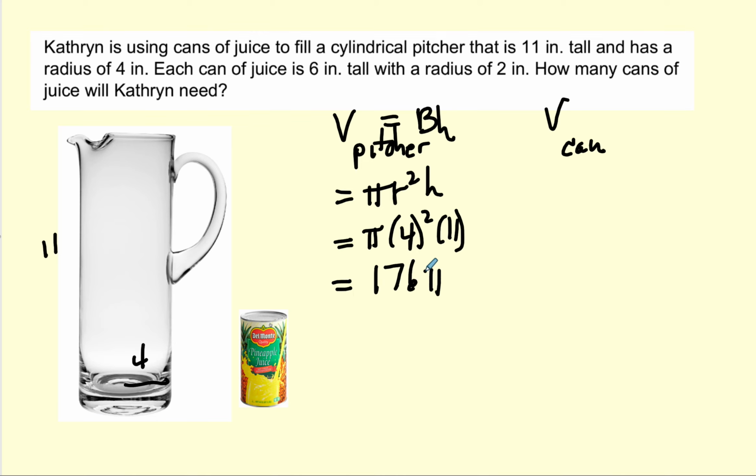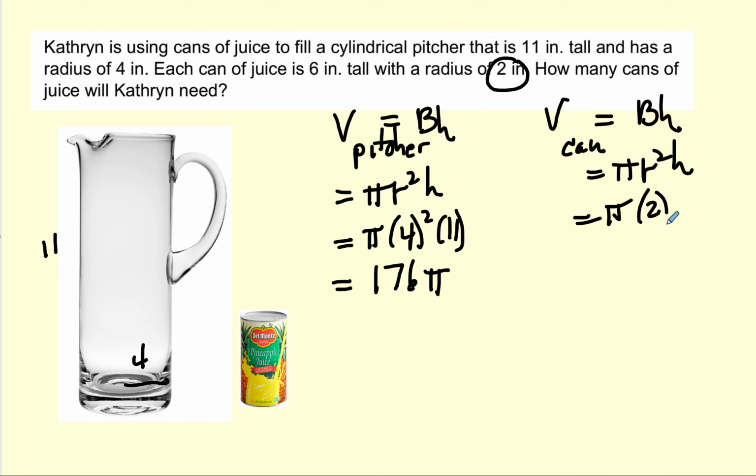176 pi. Now for the can, it's the area of the base times the height, which is pi r squared h, pi, and our radius of the can is 2 inches. So this is 2 squared, and the height is 6 inches right there. So that's 4 times 6, which is 24 pi.